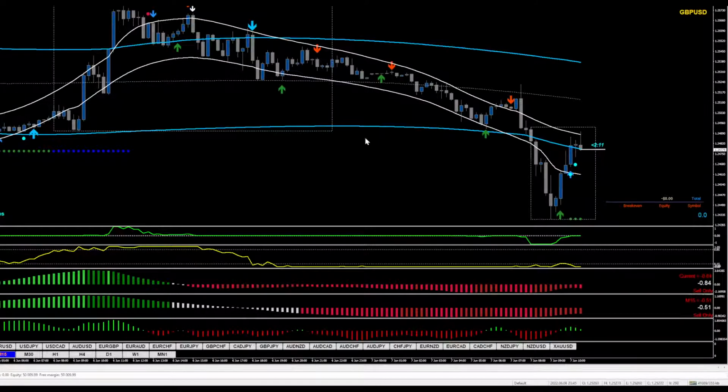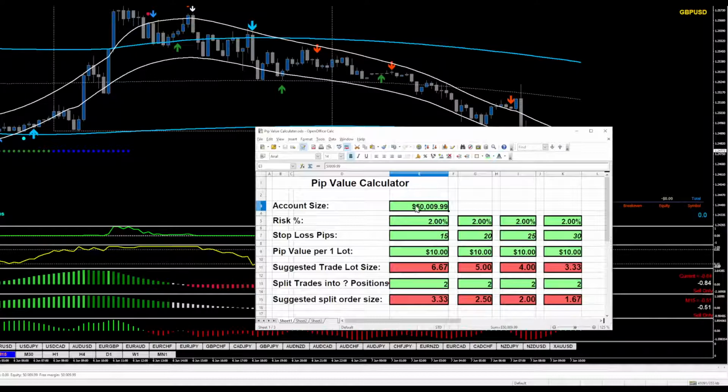And then of course if I close a trade in profit, then I'll update my amount in my spreadsheet. I think I showed that before. Yeah, so I just put in the new account size here, and then it gives me my new trading size down here.